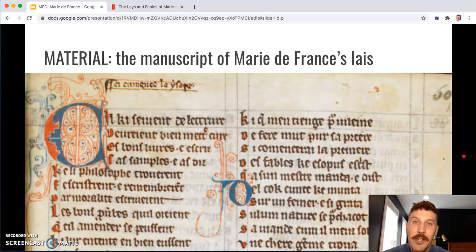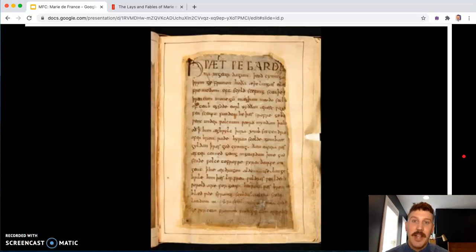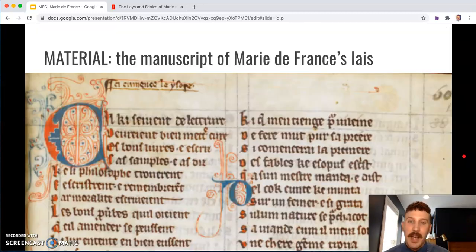I want to ask what you notice about this manuscript. Now, a good point of comparison may be the Beowulf manuscript from last time. I'll quickly flash to that so we can remember what it looks like. If we compare the Beowulf manuscript with the manuscript that we have of Marie de France's Lays, we can notice some striking differences. First of all, here we have color. We have these blue and red ornamentations on the side.